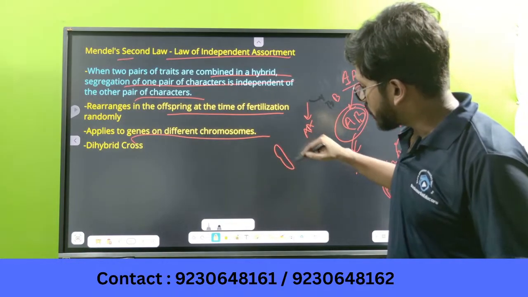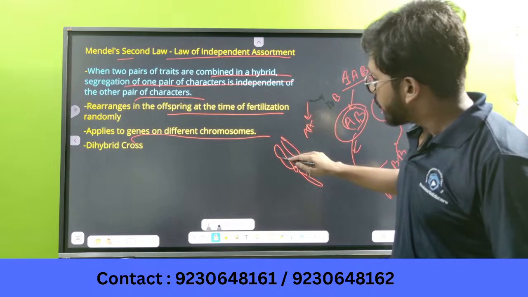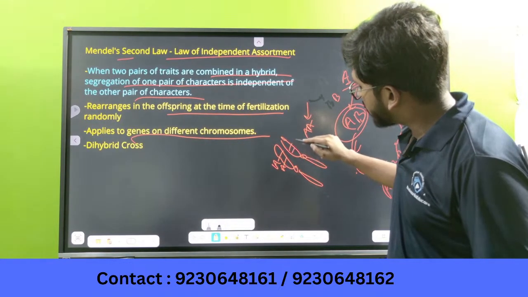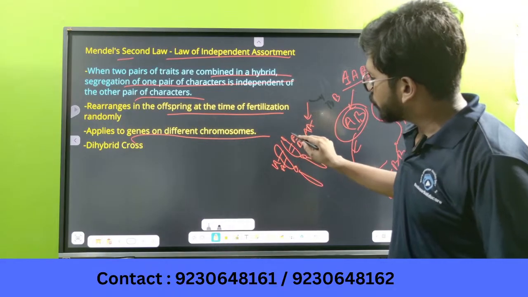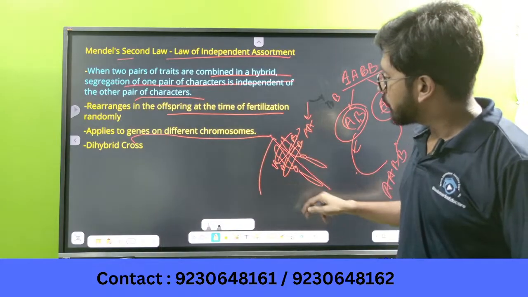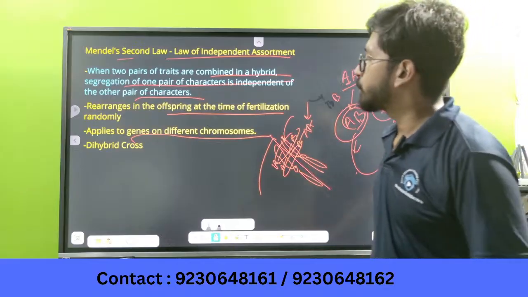Means you have a chromosome, maybe here characteristic A is there, here characteristic B is there. So they will separate. It is not like this chromosome will get all the A and this chromosome will get all the B. It doesn't happen. Okay.